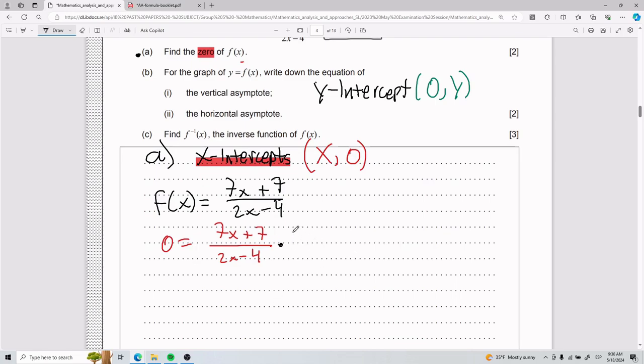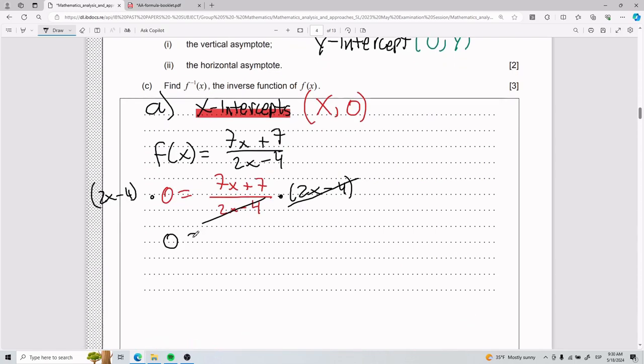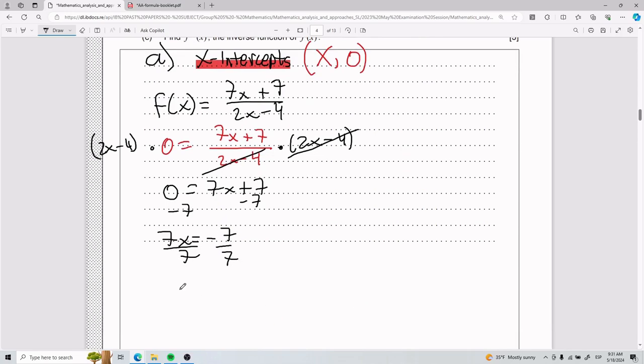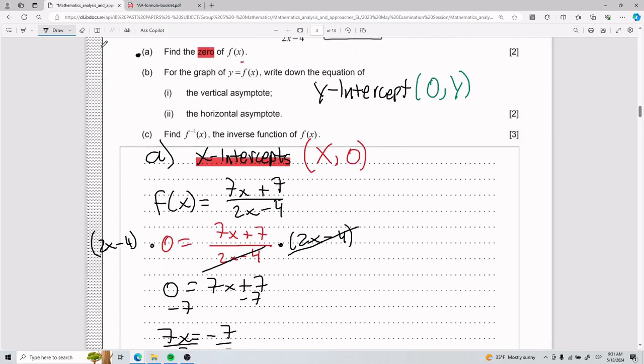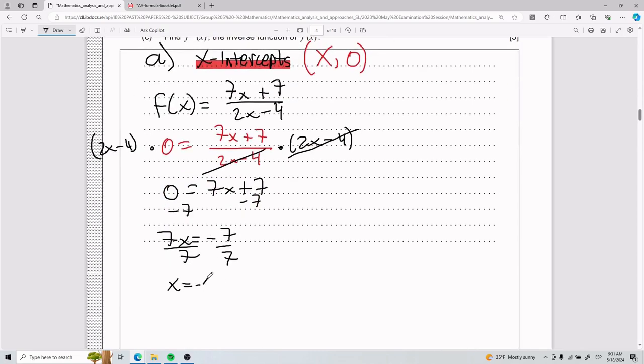And the cool thing you can do here is that because it's a fraction, you can multiply by 2x minus 4 to both sides. And this is very useful because this goes away with this, and anything times 0 is still 0. So you end up with 0 equals 7x plus 7. I want to get x alone, so I do minus 7 to both sides. So basically you end up with 7x equals negative 7. Divide by 7, divide by 7. x has to be equal to negative 1.